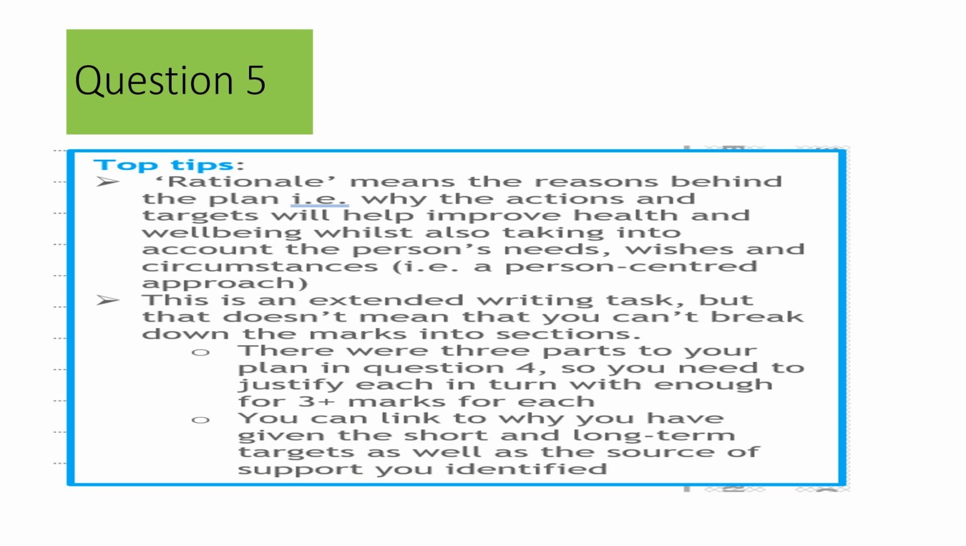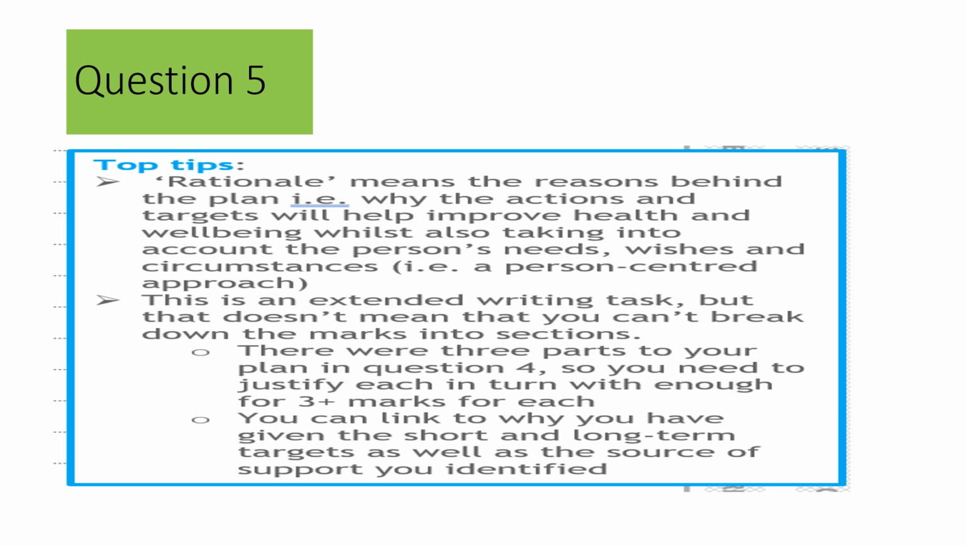We now move on to question 5. Before you answer it, you must know some of the key words here. You're asked for the rationale, which means the reasons behind the plan you have chosen, why the actions and targets will help improve health and well-being, whilst also taking into account the person's needs, wishes, and circumstances. This is an extended writing task. It is a lot longer than what you've been asked to do previously in the exam paper.